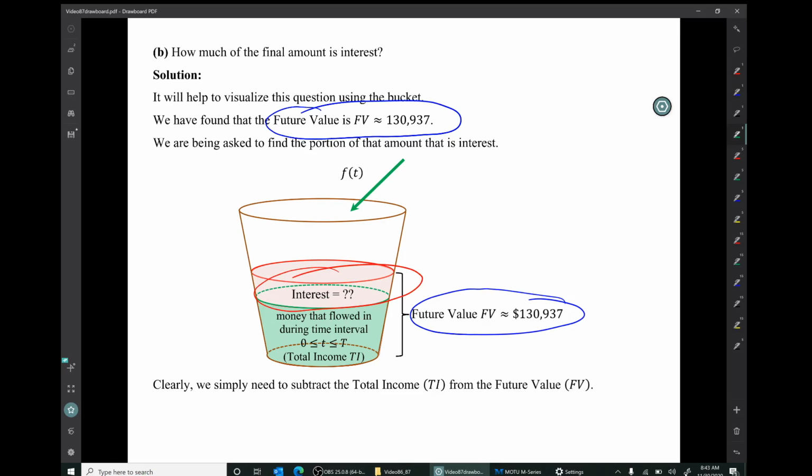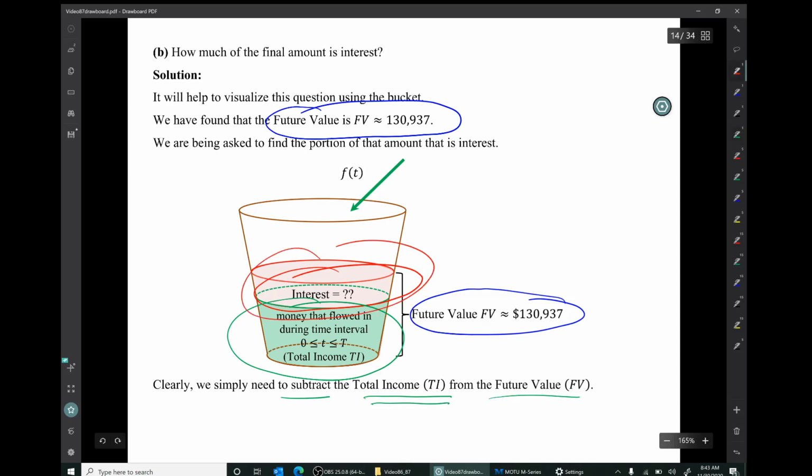Well, the key to this is to notice that the stuff in that bucket that's not interest is this green region at the bottom. That's money that flowed in. That's not interest that was earned. That's just money that flowed in. Well, the amount of money that flowed in during that time interval is called the total income. We learned how to compute total income in the previous video. So what we need to do is compute the total income and then subtract the total income from the future value to get the amount of that interest.